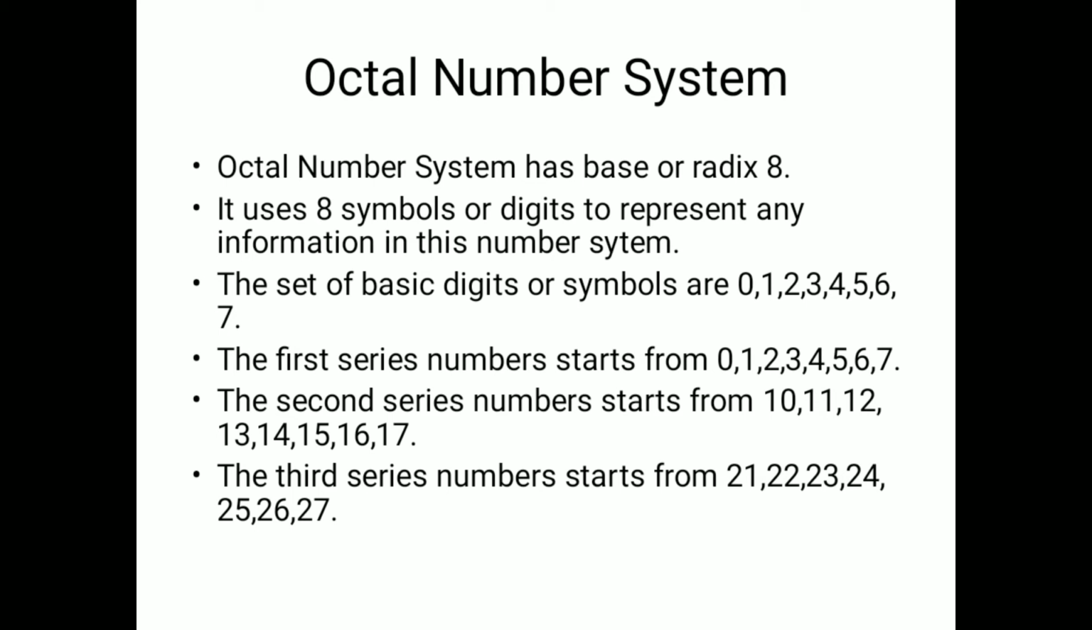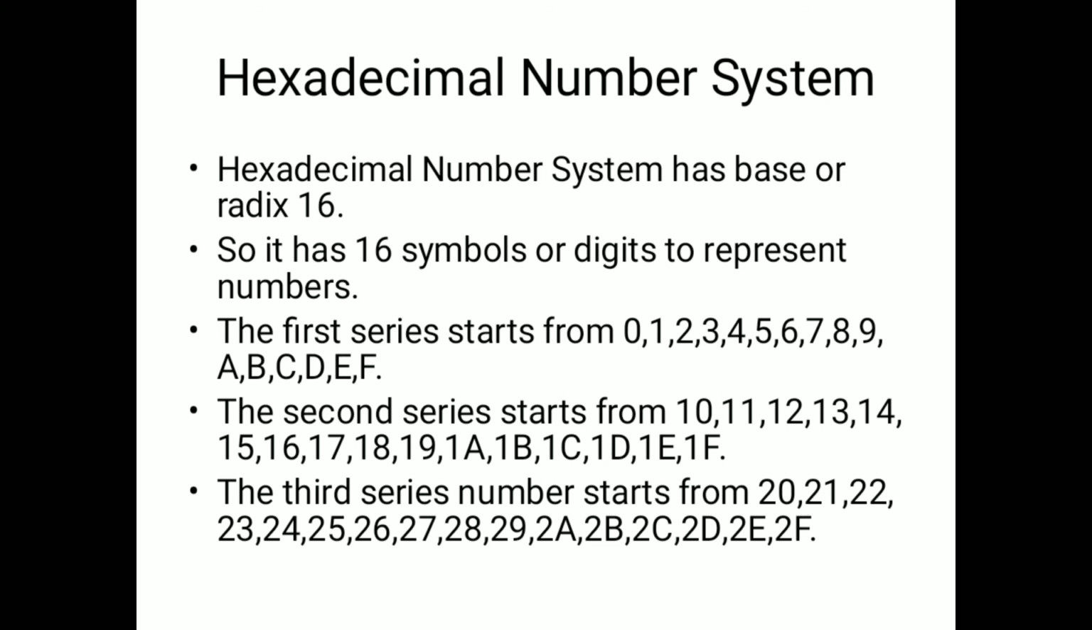Right? The first series starts from 0, 1, 2, 3, 4, 5, 6, 7, and the second series starts with 1. So 1 0, 1 1, 1 2, 1 3, 1 4, 1 5, 1 6 and 1 7. This is nothing but the second series. The third series 2 1, 2 2, 2 3 like that, and the fourth series will be 3 1, 3 2 like that. Okay.